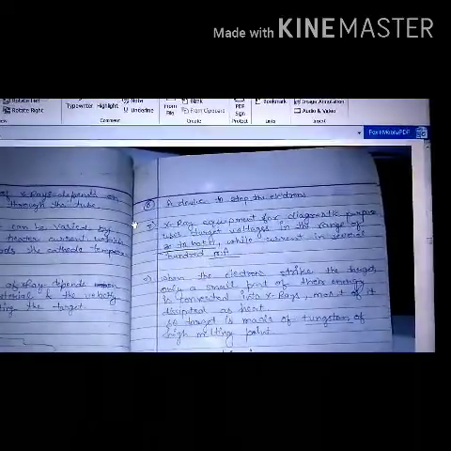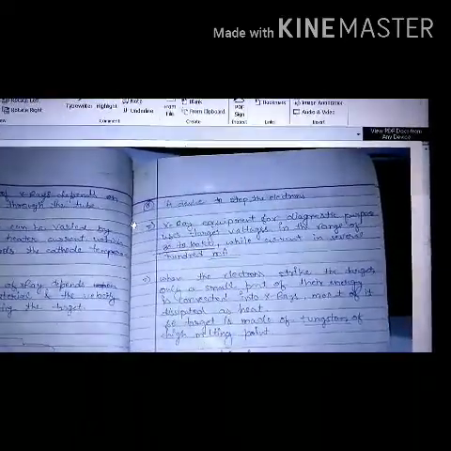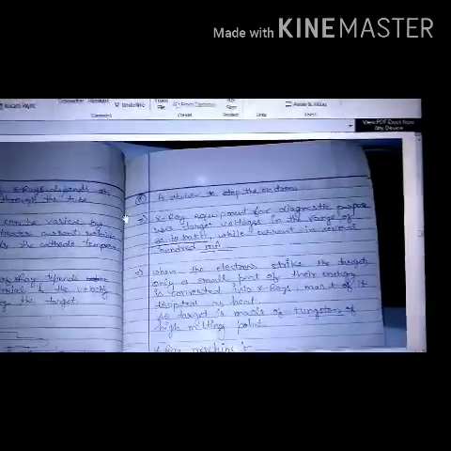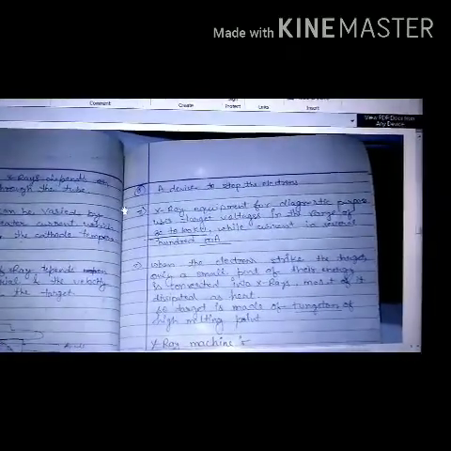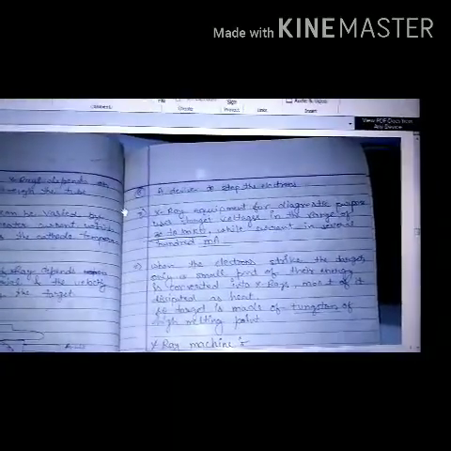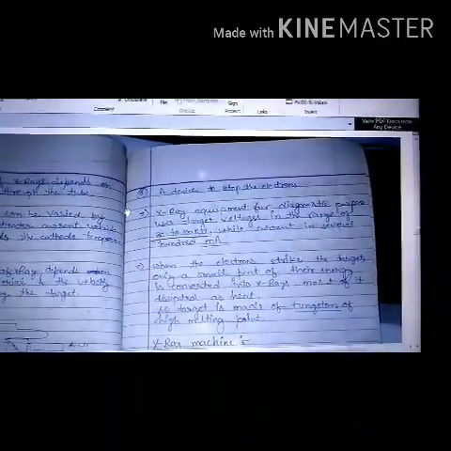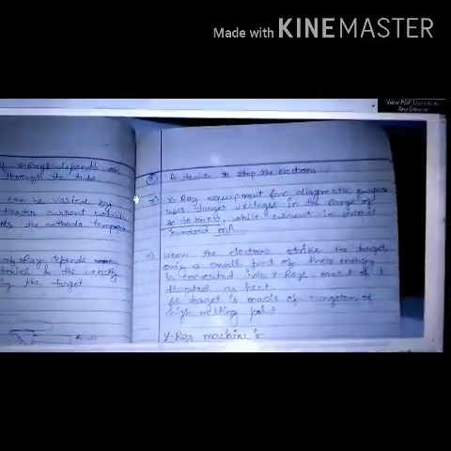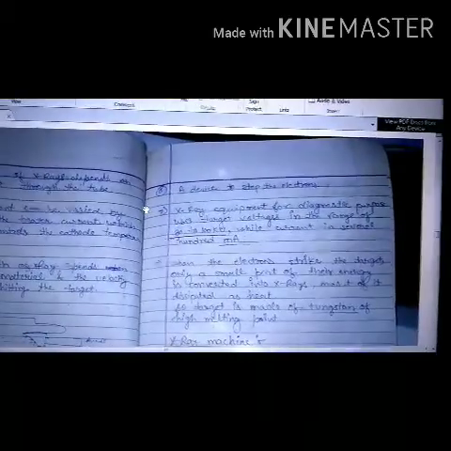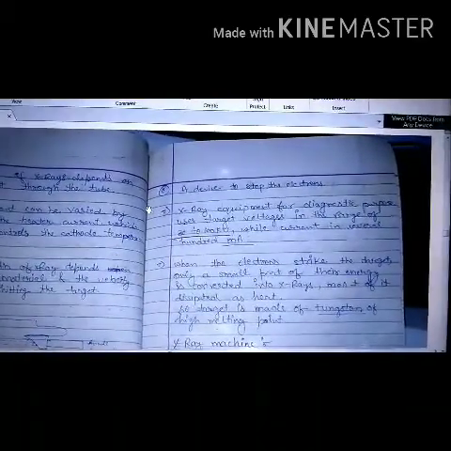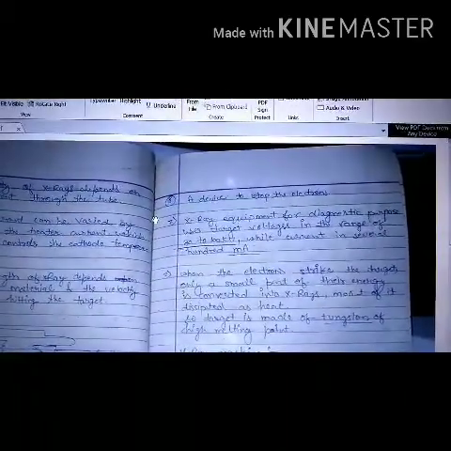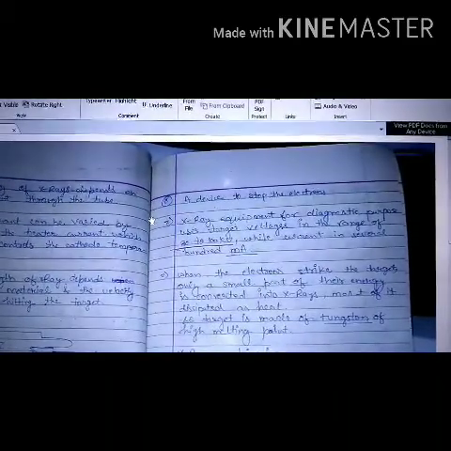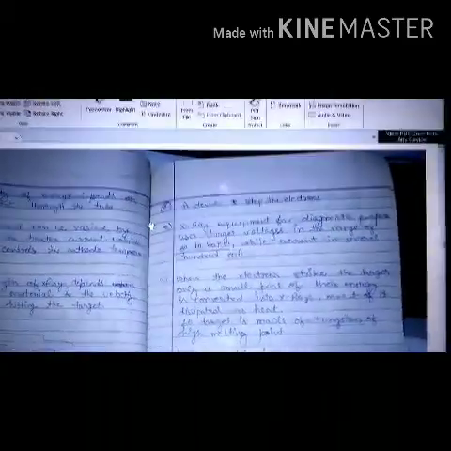Now X-ray equipment for diagnostic purposes, that is for diagnosis of a particular operation, uses a target voltage in the range of 30 to 100 kilovolt. Okay, so it uses a high voltage. It is a high voltage device using a voltage of 30 to 100 kilovolt, while the current is in several milliamperes.